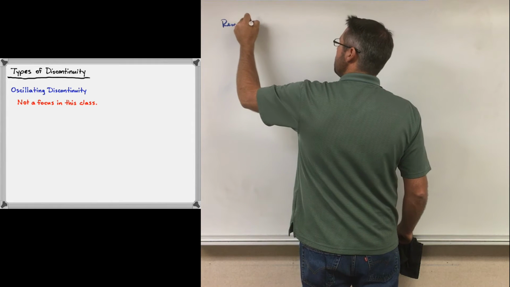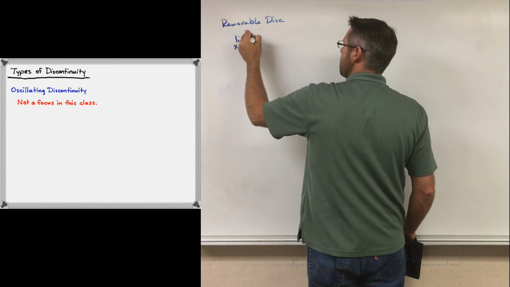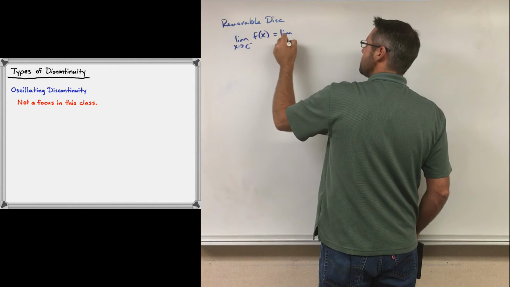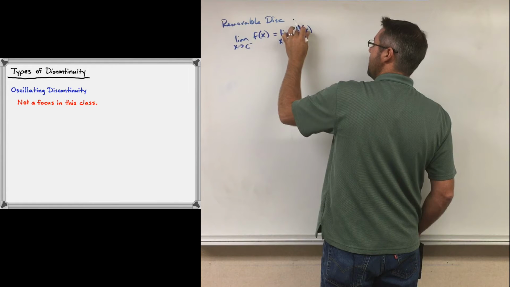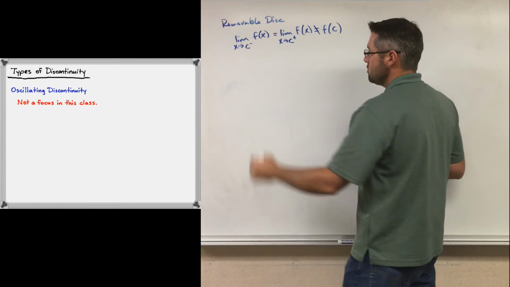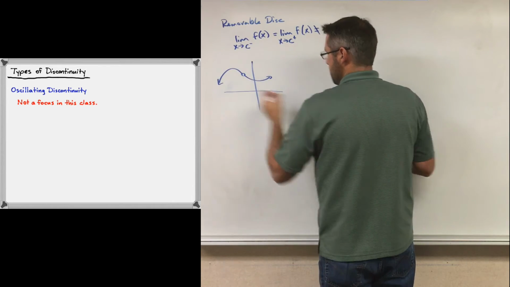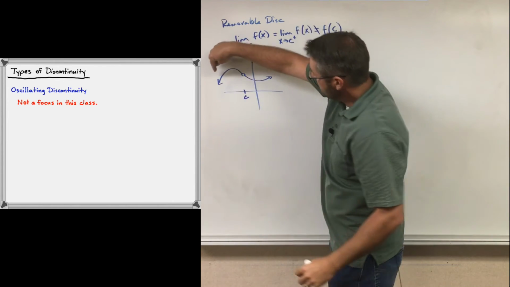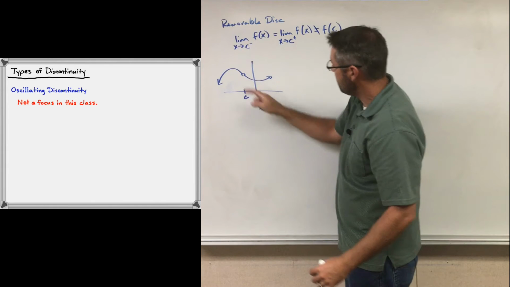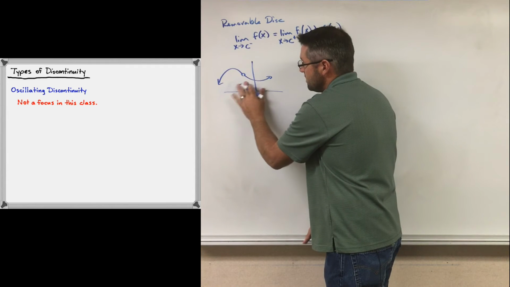Removable discontinuity is when the limit as x approaches a number from the left is equal to the limit as x approaches a number from the right, okay? But it does not equal the function's value, right? So here's an example. Here's the curve. At c here, the left-hand limit is approaching the same value as the right-hand limit, but they are not equal to the function's value. The function's value is missing. Now, if I put a dot here, it's not in the same place. It's removable. If I erase the dot, there's nothing there.